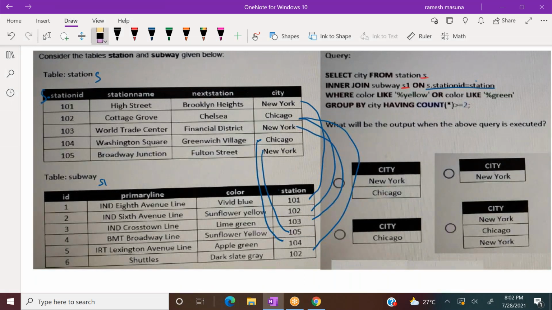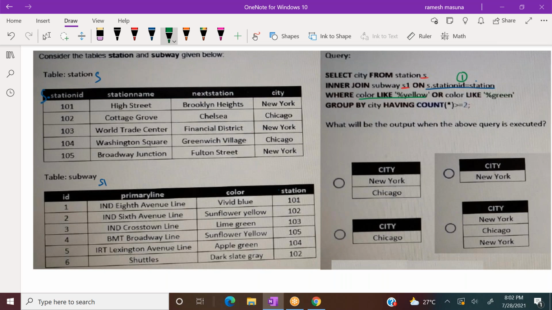So what I suggest is, first evaluate all the conditions one by one, from easy to hard. This is the first condition, where color like percentile yellow. What is percentile yellow? Ends with yellow. This is the second condition. Or color like percentile green. This is the third condition. Because color is there in the S1 table, first I want to evaluate these conditions.